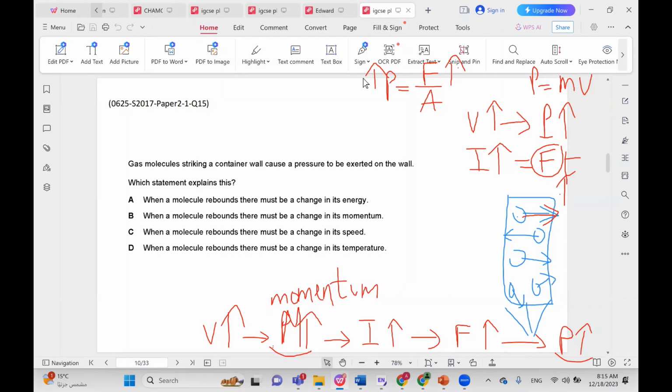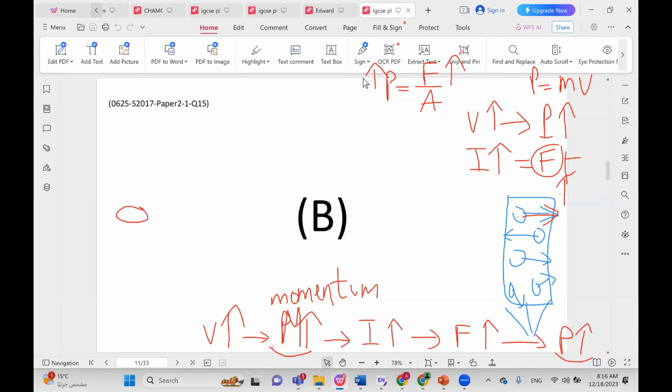But for the purpose of this question, we just need to understand that when a molecule rebounds, there must be a change in its momentum. This is the idea of impulse. Change in momentum is the idea of impulse, and this is what causes the pressure. So the correct choice here is B.